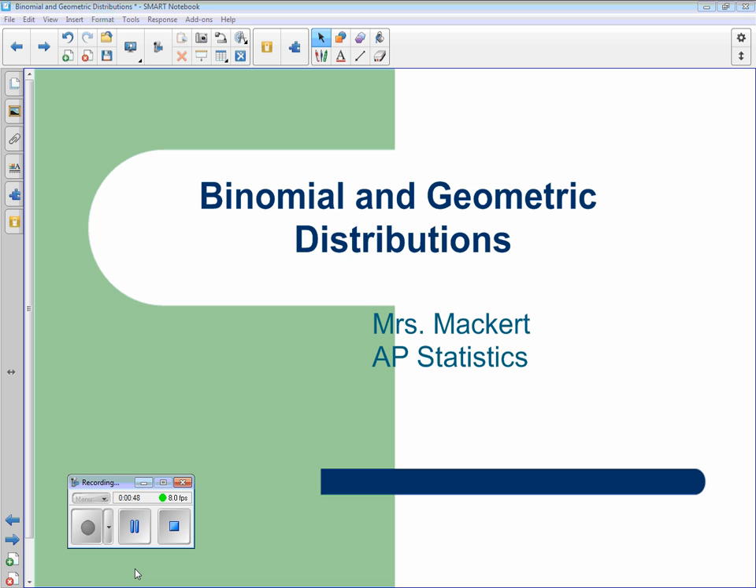We're going to talk about a binomial situation, and it has certain criteria to fit it. And if it's considered binomial, then we have these probability models that will answer questions for us.